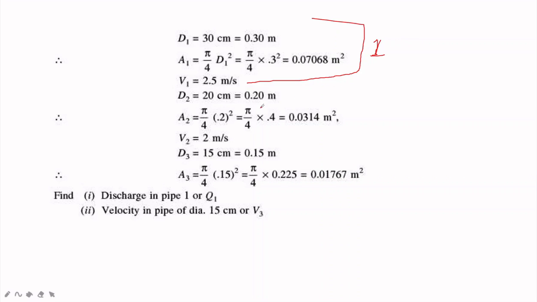Next, D2, A2, V2. This is for branch 2. Next D3, A3. D3 is there, so we can find A3 by pi d square by 4. Yes, we can find A3. Just we have to find V3. Now we have to find the discharge in pipe Q1 and the velocity at the 15 centimeter pipe, or V3. What can we use? We can directly use the formula Q1 is equal to Q2 plus Q3.